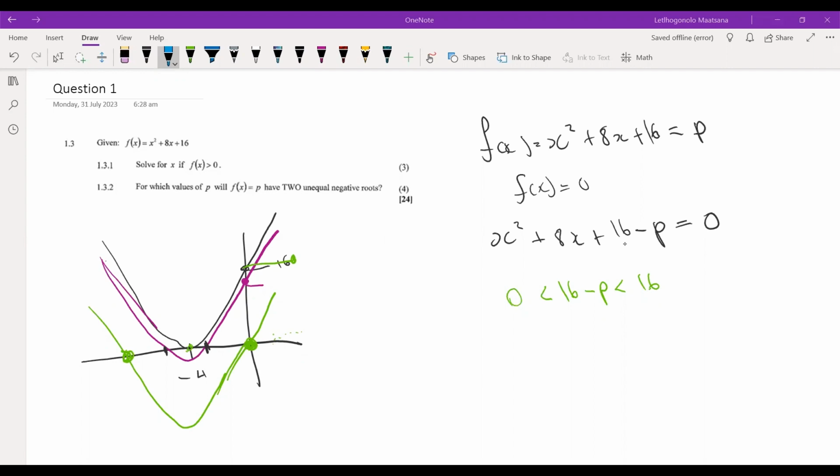So what we're going to do is take 16 to the other side. We will have negative 16 on this side, and we will have 0 on that side. If I go ahead and divide by negative 1 everywhere, my signs are going to change. I'll have 16 like that, which is basically the same thing if you turn it around. They just prefer to write it in that manner. And we can see how p needs to be in between. So it cannot be equal to 0, nor can it be equal to 16. But if it's in between, then we will get 2 unequal negative roots.